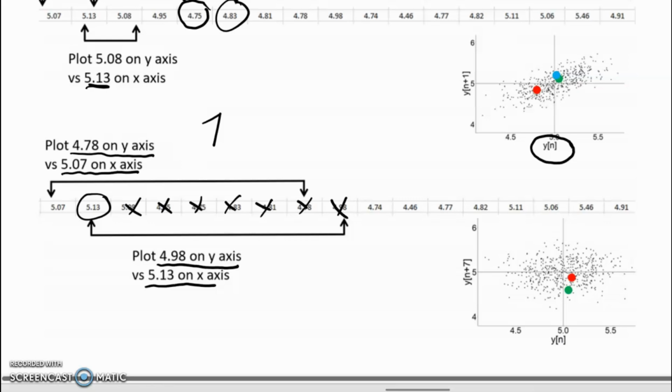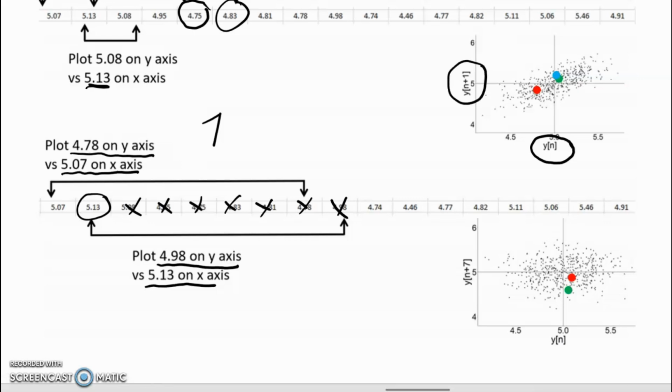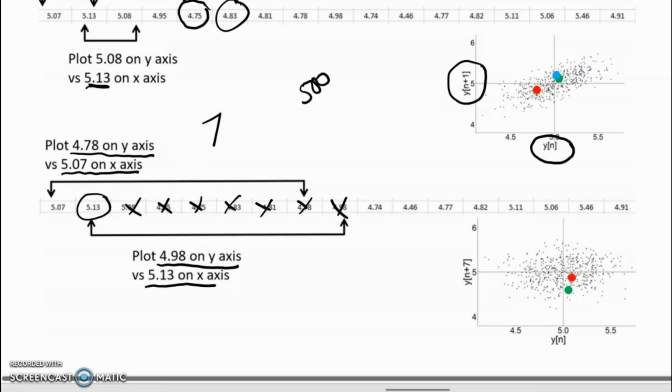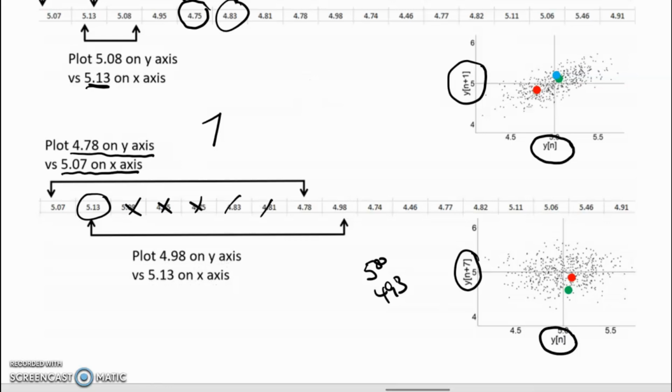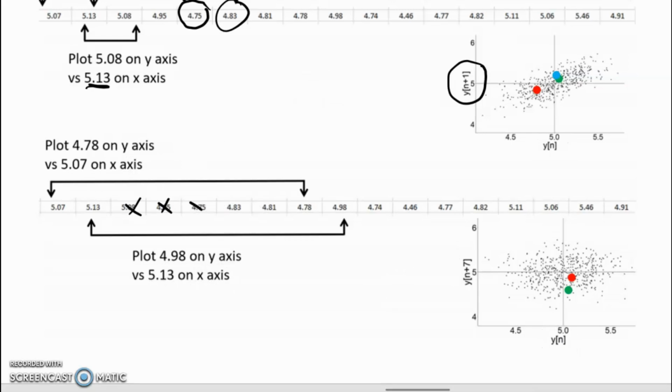So we're seeing that with a lag of 1, on the x-axis we've got the nth value, and on the y-axis we've got the n plus 1th value. So the last value in this sequence is going to have the 500th value on the y-axis and the 499th on the x-axis if we get a sequence of 500 numbers. And here, with a sequence of 500 numbers, the last one on the y-axis would be 500, and the last one on the x-axis would be the 493rd. So we'd be plotting the nth value on the x-axis, and on the y-axis the n plus 7th.